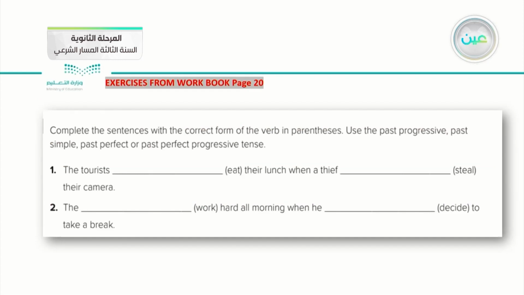Okay, now we will apply all this grammar with form and meaning from Unit 2 through these questions. And if you want more practice as necessary, you can return to your workbook and you will find a lot of exercises. It helps you and develops your choosing of a correct answer. Complete the sentence with the correct form of the verb and partners. Use the past progressive, past simple, past perfect, or past perfect progressive tense. They give you 4 tenses, and they want you to apply these 2 things. Let's begin. Number 1.